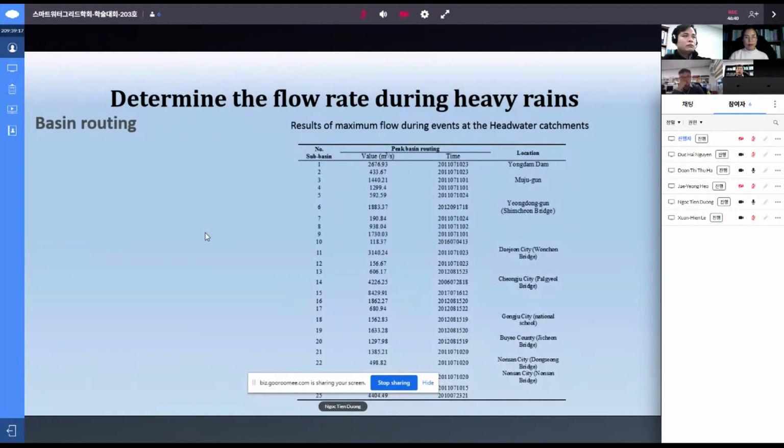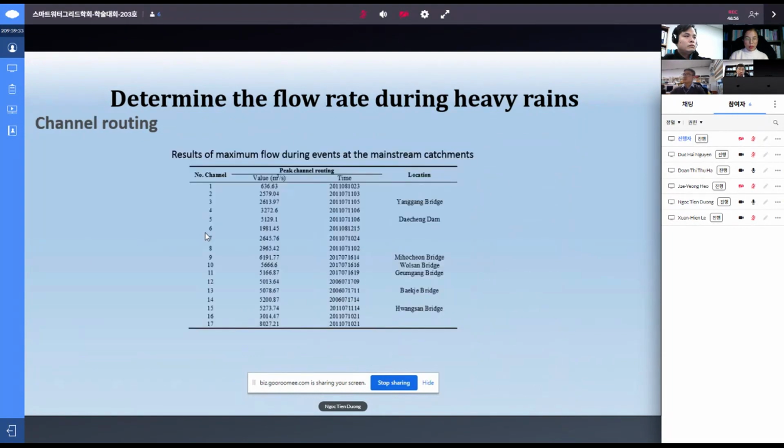About the basin routing, the basin routing plot is over 8,000 cubic meters per second. About the table for the channel routing, this lists the events that reach the peaks in the channel routing.